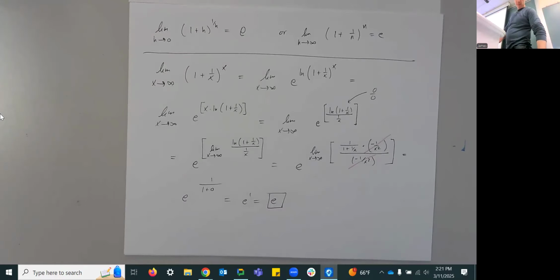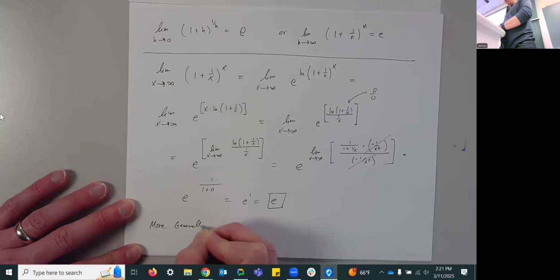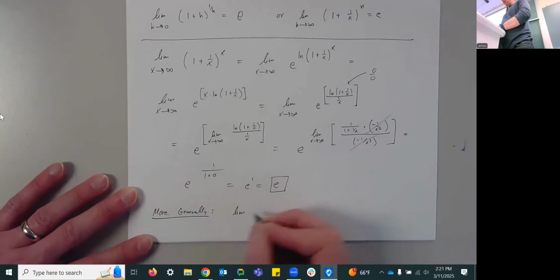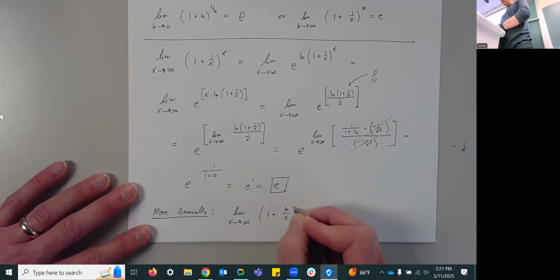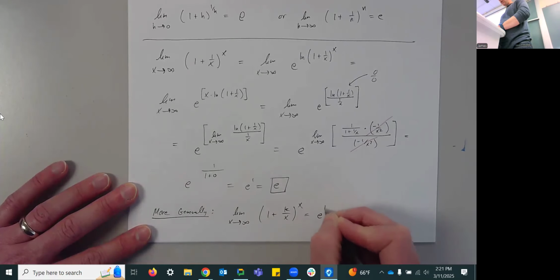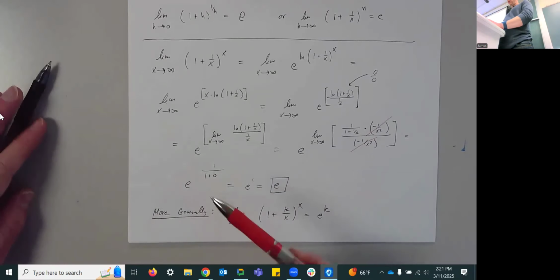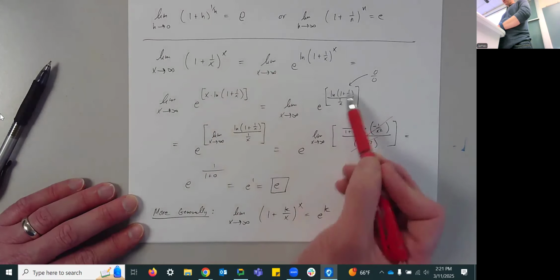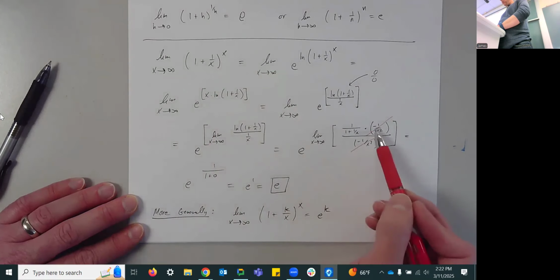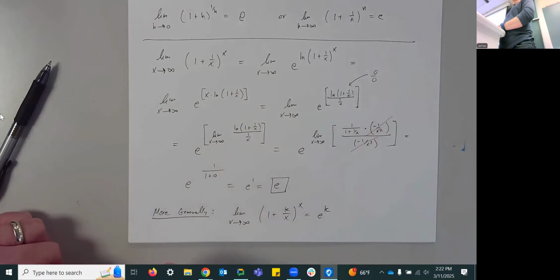More generally, the limit as x goes to infinity of (1 plus k over x) to the x power is going to equal e to the k. And maybe you can see if I just threw in a k where that 1 was in each of these spots, k there, k there, k there, k there, k there, k there, k there. We'd have a k right there, and then you'd have a k over 1 instead of just a 1. So that changes it just a little bit.